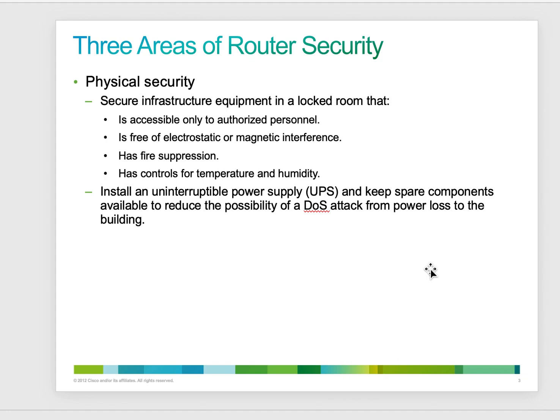Only the authorized users, authorized staff or administrators will have access to this equipment. And another benefit is that if you put them in a locked room, it's free from electrostatic and magnetic interference. So when you lock all your network equipment in a locked room, it will be free from electrostatic and electromagnetic interference.